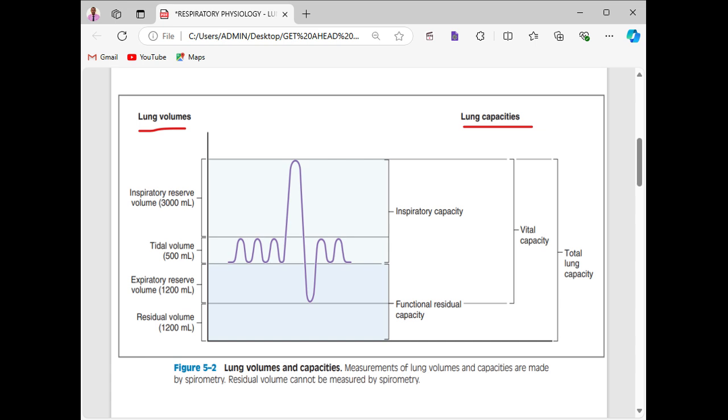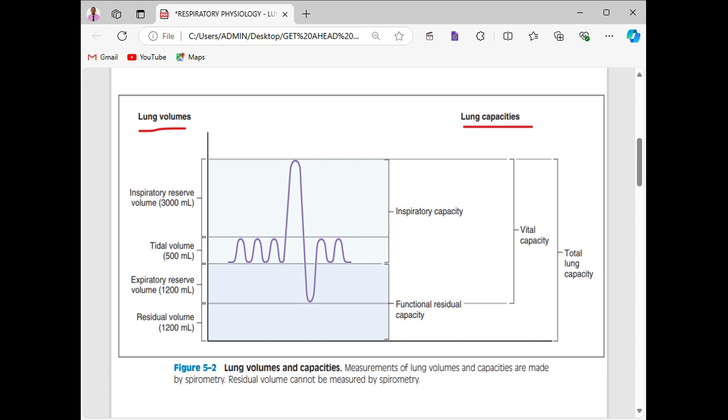And then we also have vital capacity. This vital capacity is basically the maximum amount of air that can be exhaled after maximum inhalation. And then we also have total lung capacity.